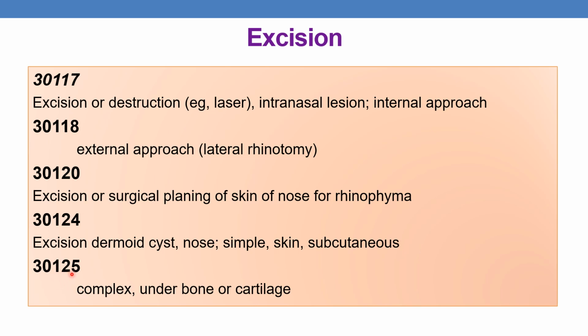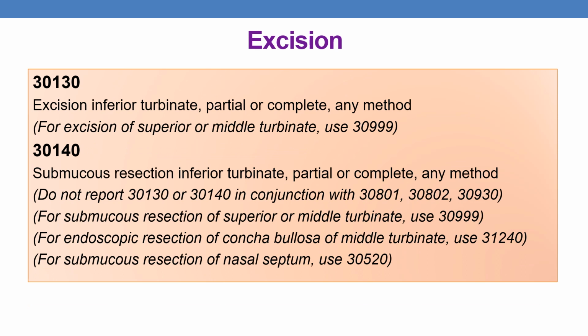The next is 30125, excision, dermoid cyst, complex, under bone or cartilage. The next is 30130, excision, inferior turbinate, partial or complete, any method. And for excision of superior or middle turbinate, you need to use 30999. Please remember that this is for inferior turbinate. The next is 30140, submucous resection, inferior turbinate, partial or complete, any method.